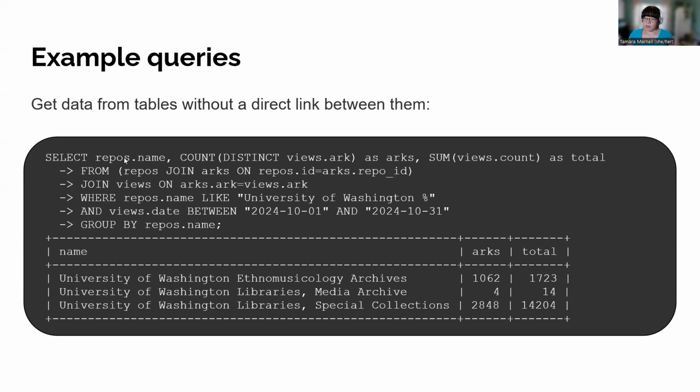And then because what I'm fetching here is the name, count of the distinct arcs that were viewed in that month, and a sum, I have to tell this query what to sum by, because otherwise it's like, what exactly do you want me to add up? So we say group by repositories name, and this is the example output where you would get that the UW Ethnomusicology Archives had 1,062 arcs, and those were viewed 1,723 total times in October, and then those two other repositories.